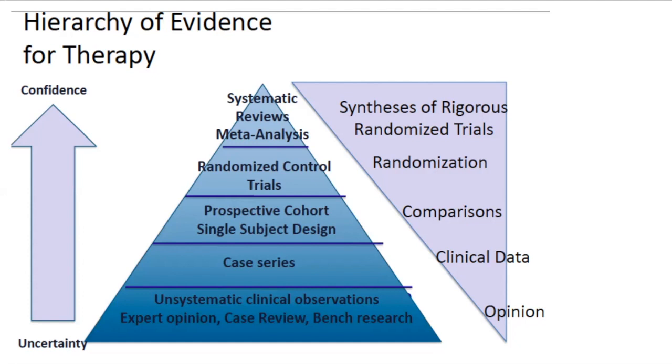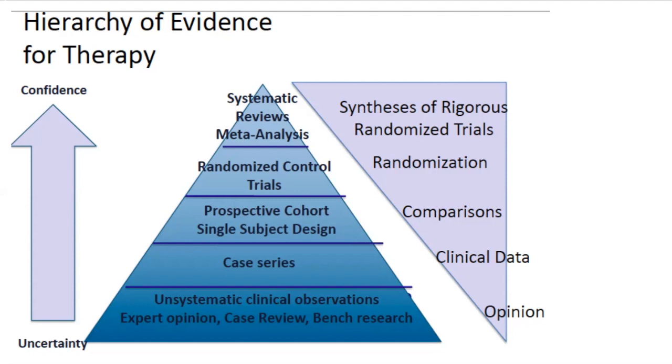Going further down the list, you have the randomized control trial. That's typically a level 2. Now there are different criteria for making it a level 2 or possibly a level 3. Then there's prospective cohort or single subject design, sometimes known as quasi-experimental studies, and I'll talk a little more about that in a bit.